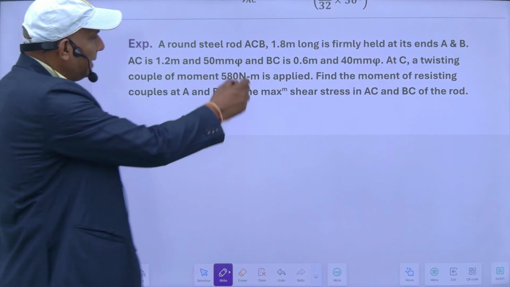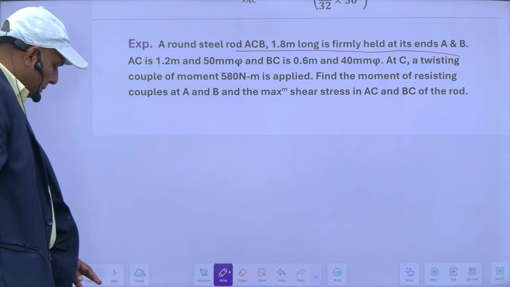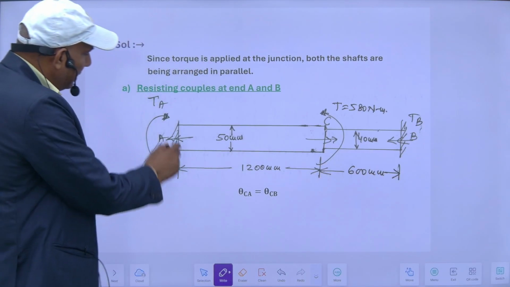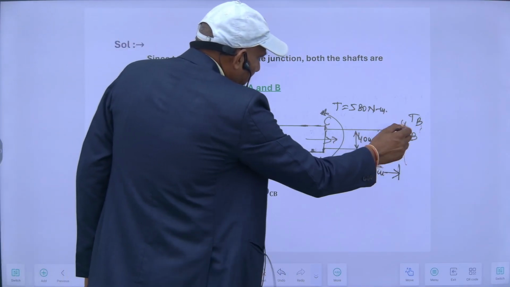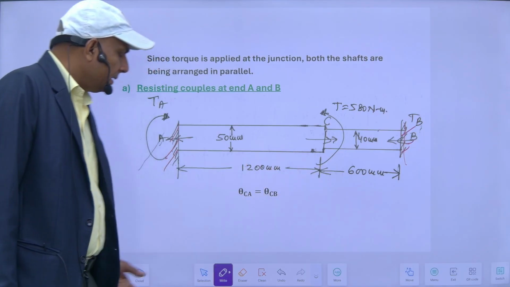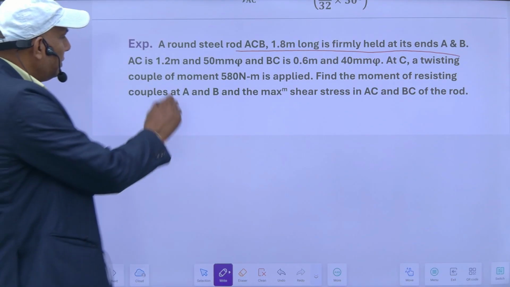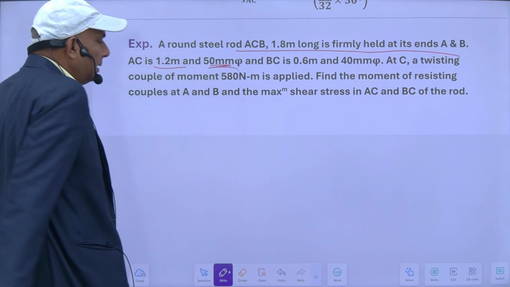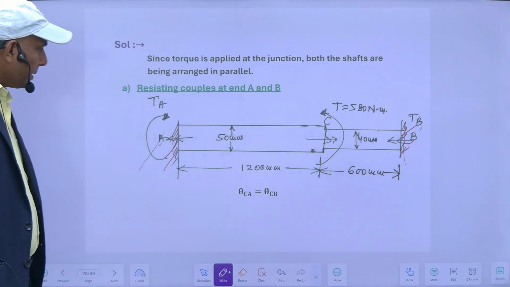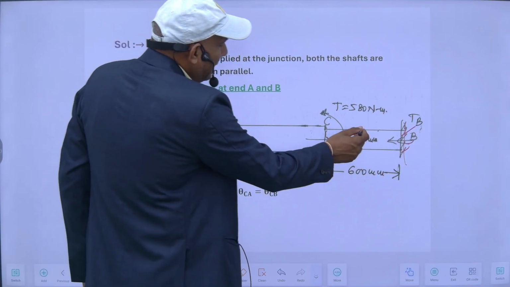So a round steel bar ACB, 1.8 meter long, is firmly held at its ends A and B. So this is 1.8 meter. Both are firmly held, meaning fixed here, this and this. And total length is 1.8, meaning 1800 mm. AC is 1.2 meter and 50 mm diameter. BC is 0.6 meter and 40 mm diameter. So this is 1.2 meter, its diameter is 50 mm. This is 600 mm, its diameter is 40 mm.